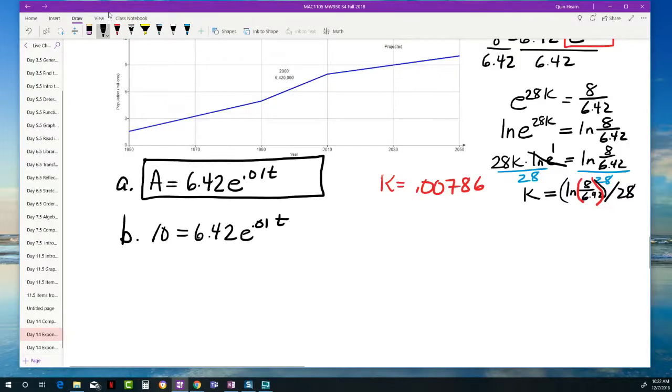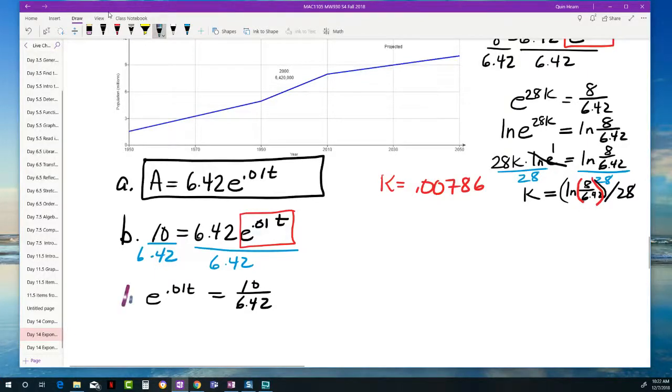So let's solve the equation. 10 equals 6.42 e to the 0.01 t. And what do we do first? We isolate the exponential expression. So we're going to divide both sides by 6.42. Okay, so that means that e to the 0.01 t is equal to 10 divided by 6.42. Take the natural log of both sides.